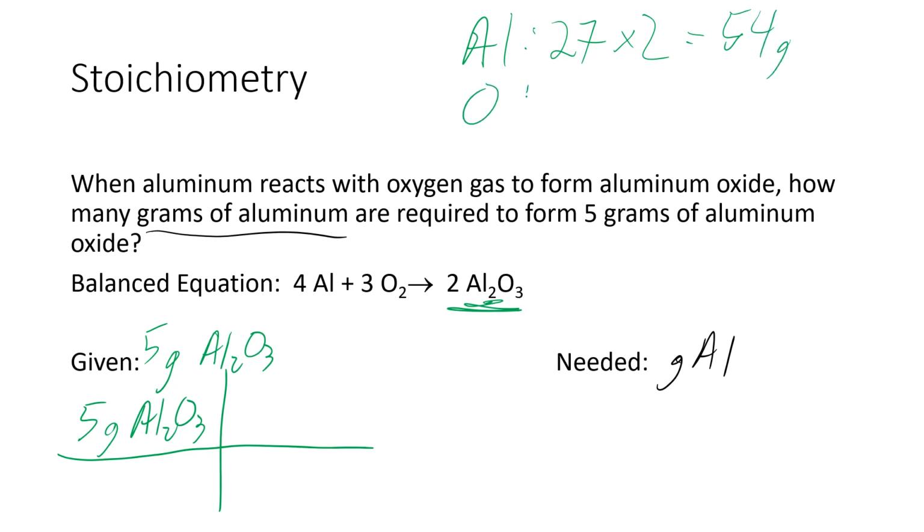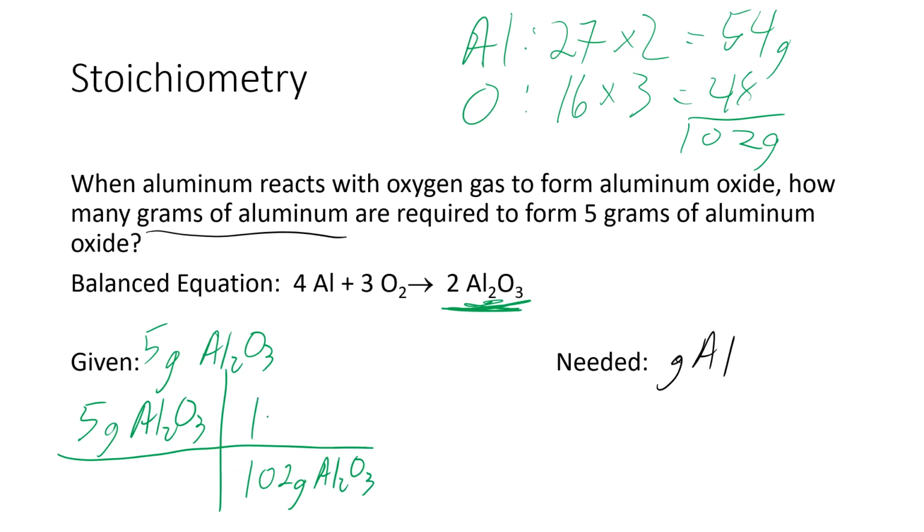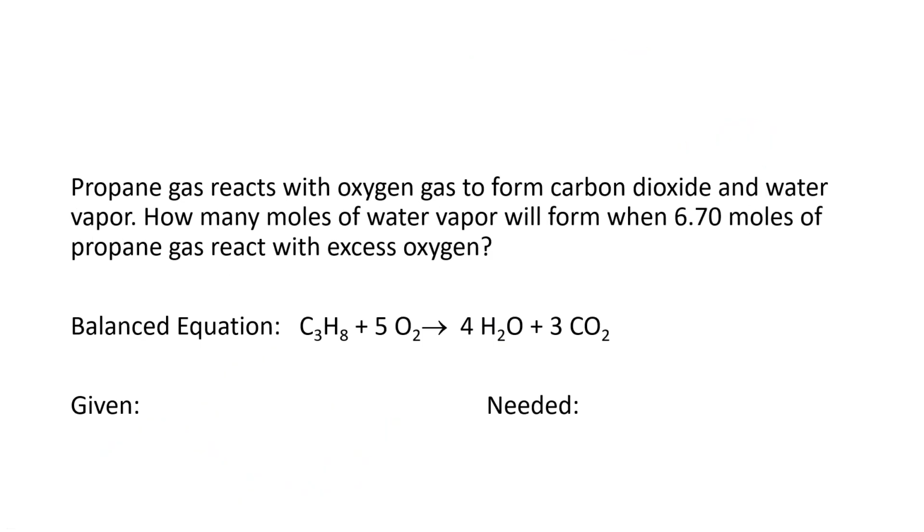And then the oxygen is 16. There are 3 oxygens in this Al2O3, so 3 times 16 is 48. Then we're going to add those up, and we get 102 grams. So we want the 102 grams in the bottom. That's how many grams there are in 1 mole of Al2O3, because we used the periodic table.